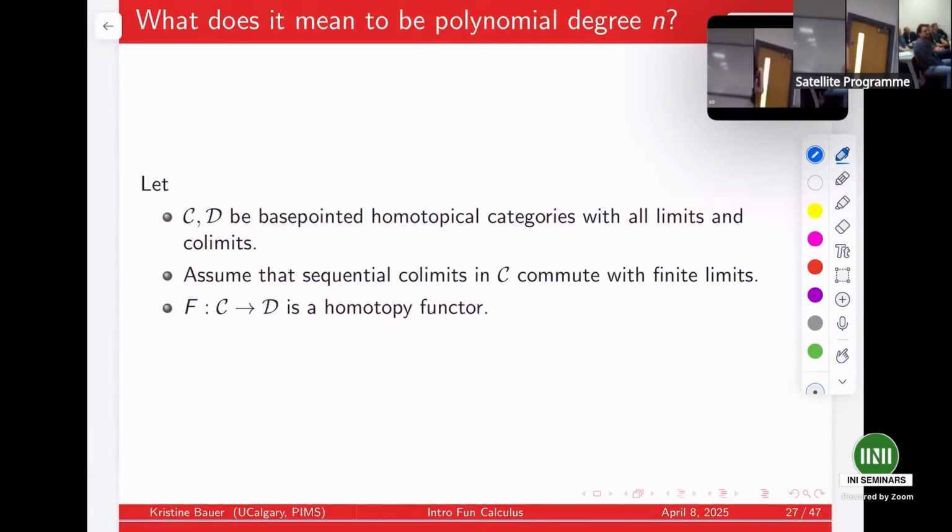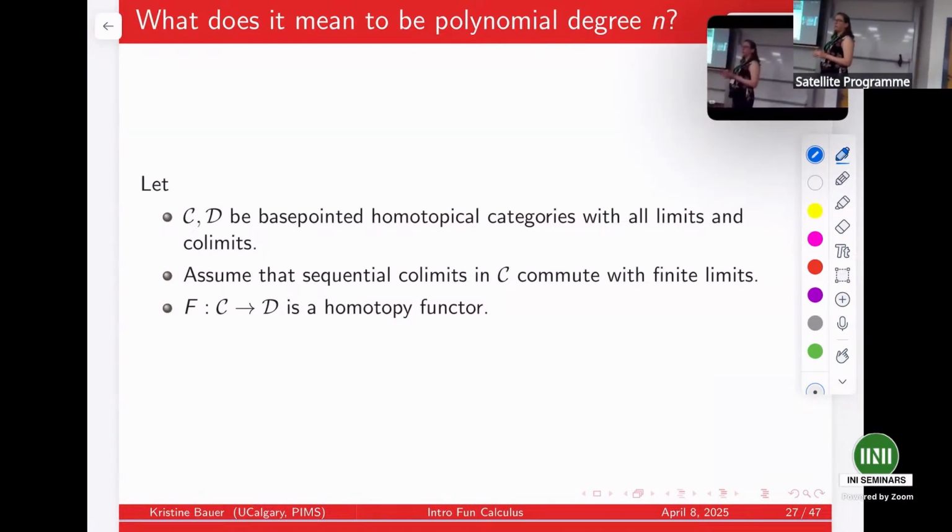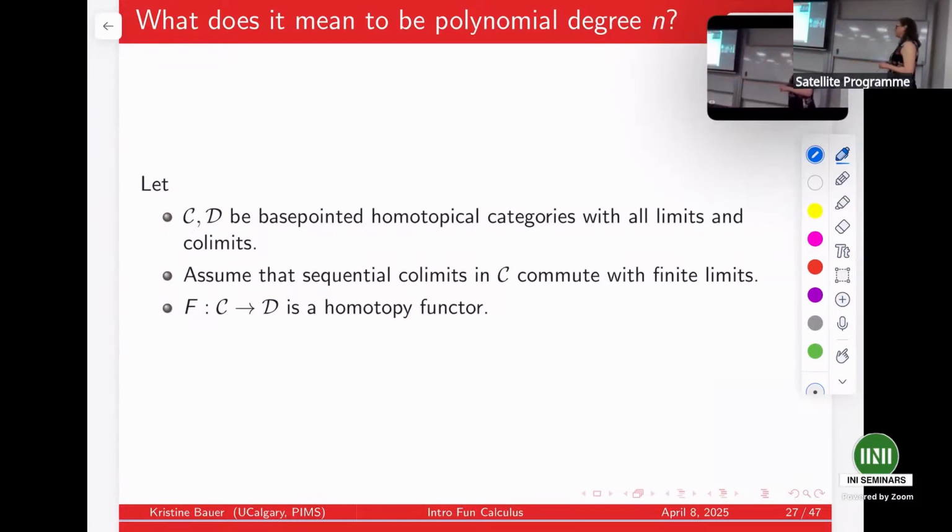All right, so just to repeat my setup, I'm going to change my setup a little bit too. I'm going to simplify and say C and D are both base pointed homotopical categories and that they have all limits and colimits. I don't need all of that, that's a little bit of overkill. But it's easier to just say that instead of specifying the difference between the two categories. In particular, yesterday, I think I didn't assume C to be homotopical. Tomorrow I'll explain why.